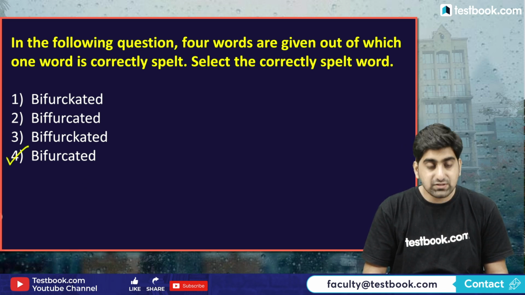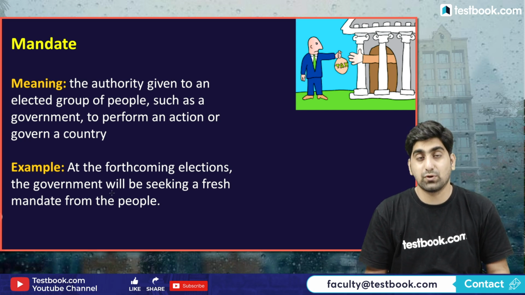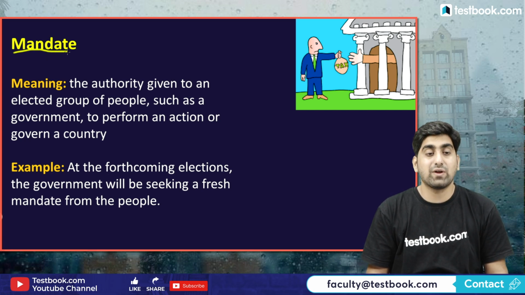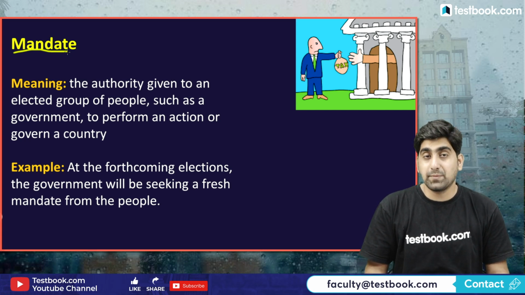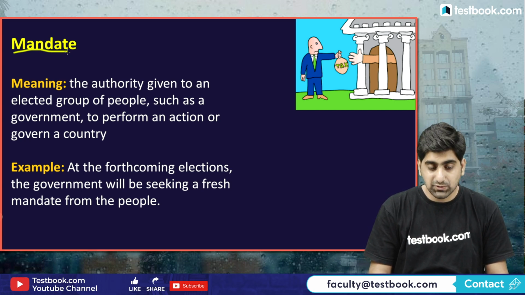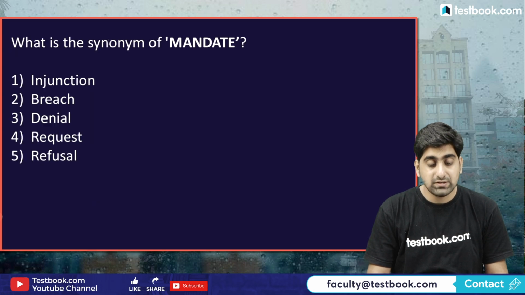Okay, so let's move on to the next word, which is mandate, another word from the article. Mandate is a word that refers to the authority given to an elected group of people, such as a government, to perform an action or govern a country. Example sentence: at the forthcoming election, the government will be seeking a fresh mandate from people. So this is how you can use this word mandate in your own views whenever required. I hope that ये दोनों ही शब्द आपको समझ आए होंगे.